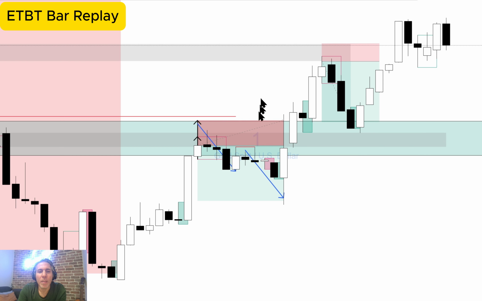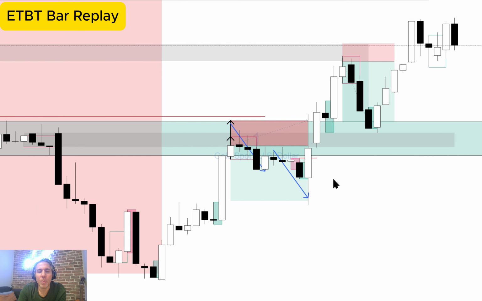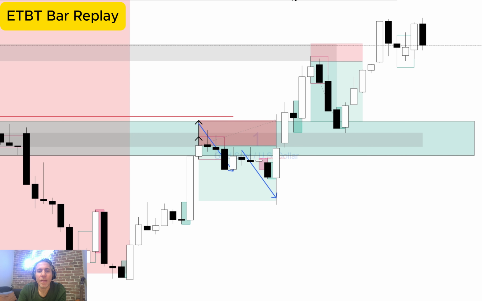You would go buy in the first entry, but usually the better one is just wait for this one, and you could go buy the first entry. Here you would tag it in. You would be tagged in.